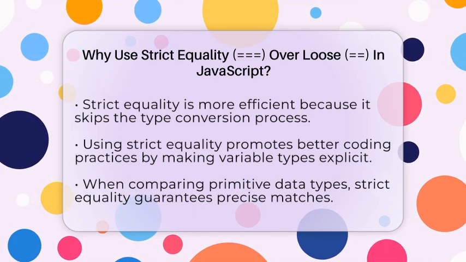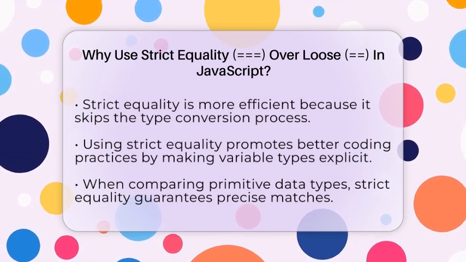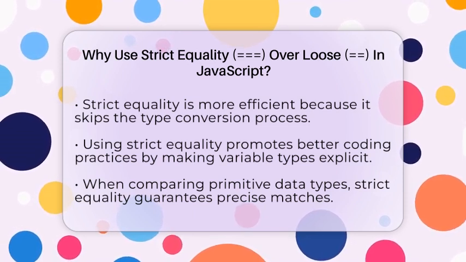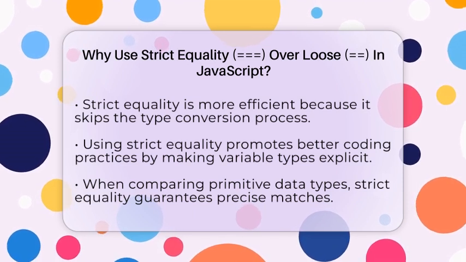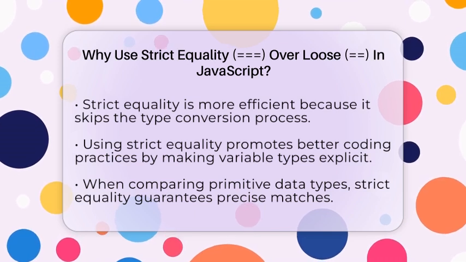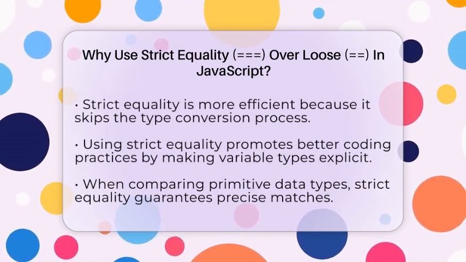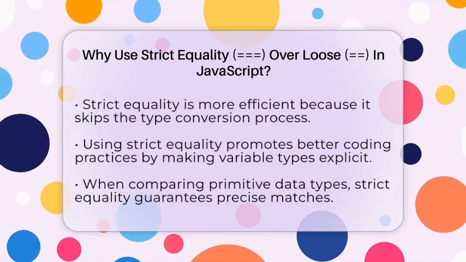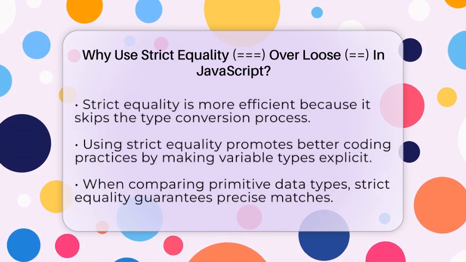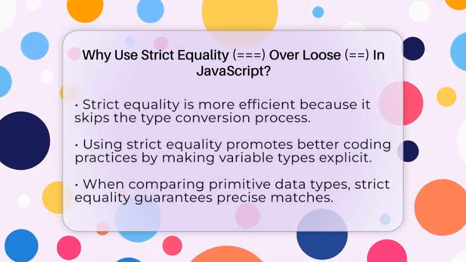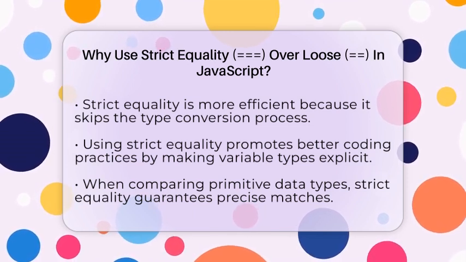Most importantly, using strict equality encourages better coding habits. When you compare values with strict equality, you are forced to think about the types of your variables. This makes your code clearer and reduces bugs. For example, if you want to check if a user input is exactly the number 10, using strict equality ensures you are not accidentally accepting the string "10".